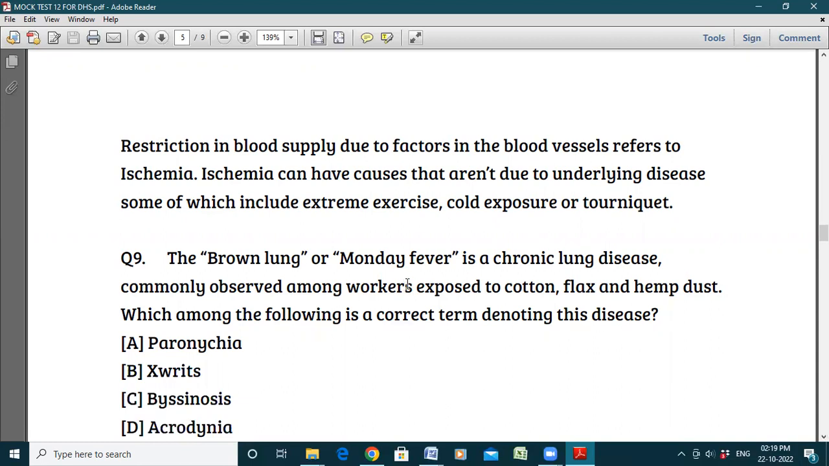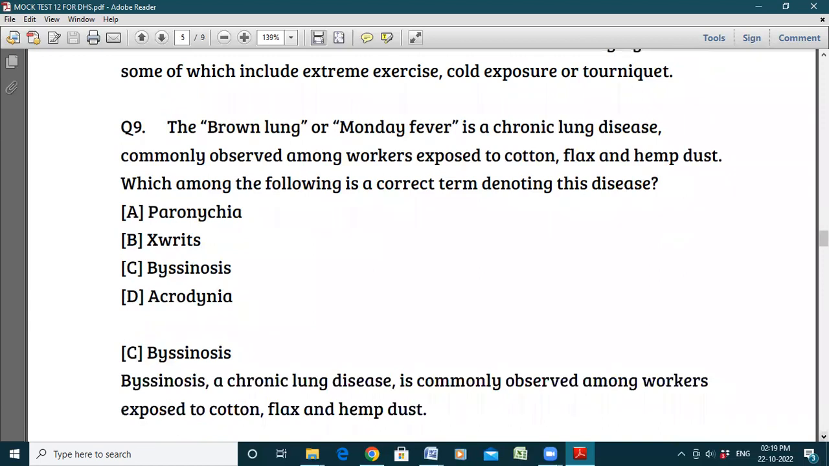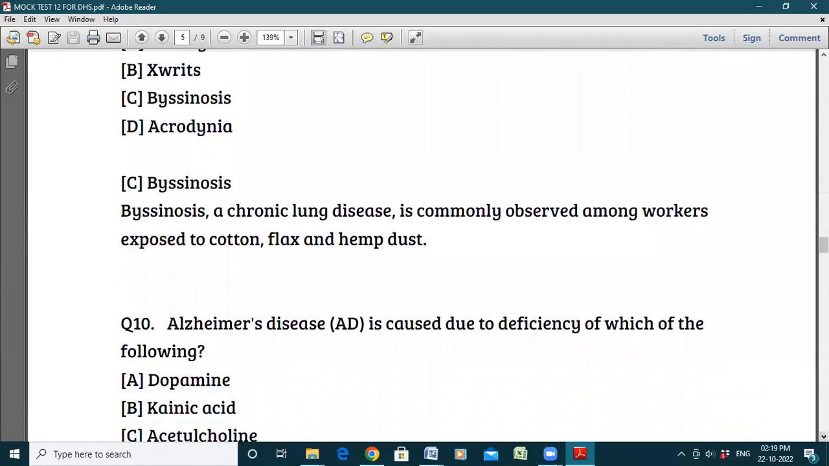This is a chronic lung disease, seen among workers who are exposed to cotton, flax and hemp dust in large amounts. This brown lung or Monday fever disease we call byssinosis, that is option C, the correct answer. It is a chronic lung disease commonly observed among workers exposed to cotton, flax and hemp dust. C is the correct answer. Then next question.